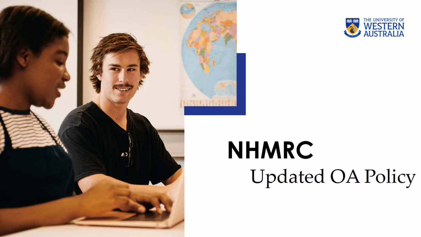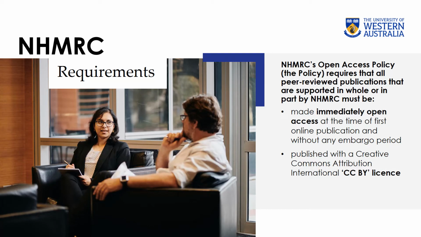On the 20th of September 2022, the NHMRC announced increased support for open access publishing through a revised open access policy. There are two important aspects to the policy. Publications supported by the NHMRC must be made open access immediately on publication. This is a change from the previous policy, where open access copies of publications could have an embargo period of up to 12 months after first publication.